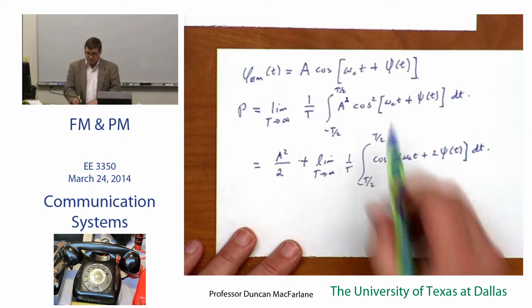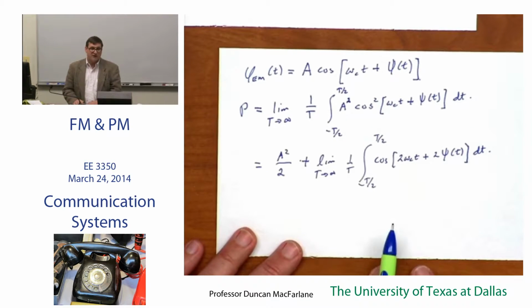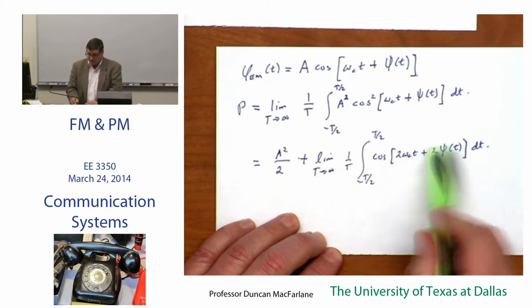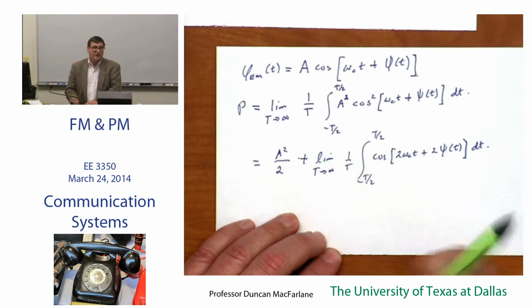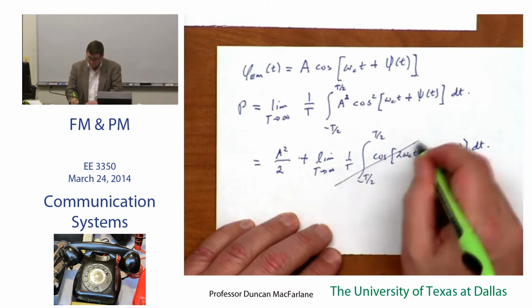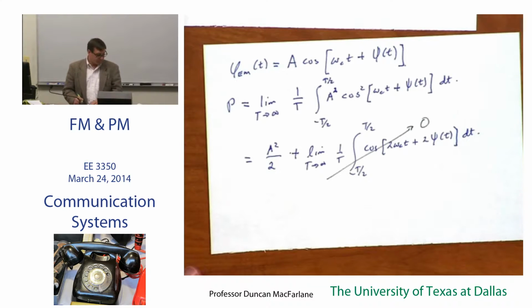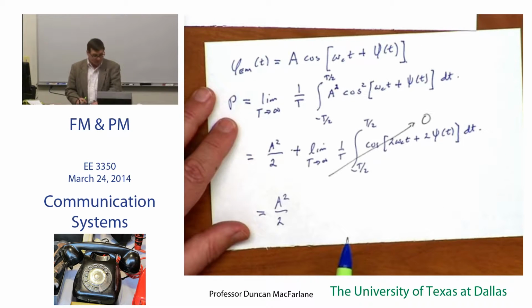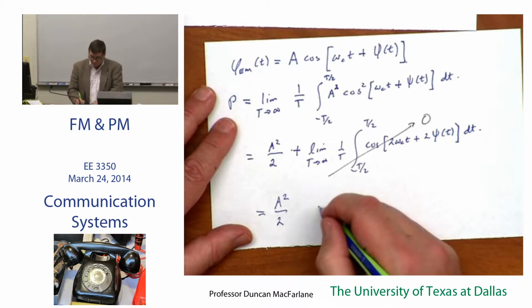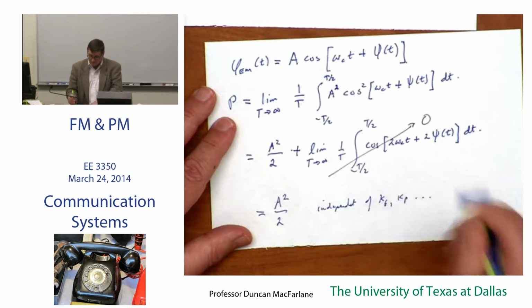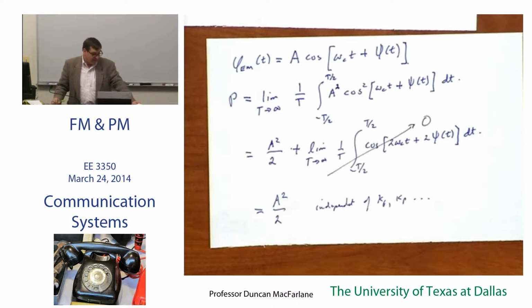So just the trig identity giving you your DC term, and then your second harmonic. Whatever this guy goes, if I take a very, very long time, this guy is going to average out to 0. And so the power of my FM or my phase modulated or any exponentially modulated signal is going to be A squared over 2, and that's going to be completely independent of what goes on inside that envelope, inside the cosine.